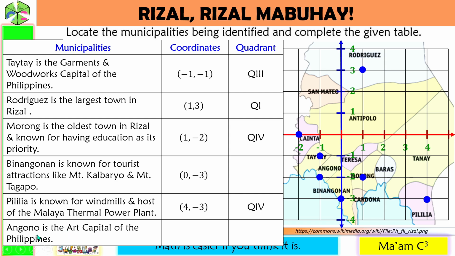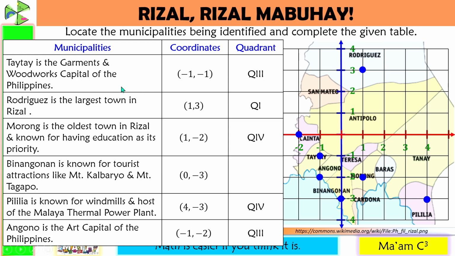Last one, Angono is the art capital of the Philippines. Where is Angono? There it is. Angono is here. So to go here from the origin is 1 unit to the left and then 2 units down. So the coordinates of Angono, negative 1, negative 2. Both are negative. Angono is located at the 3rd quadrant. These are some of the municipalities in Rizal.